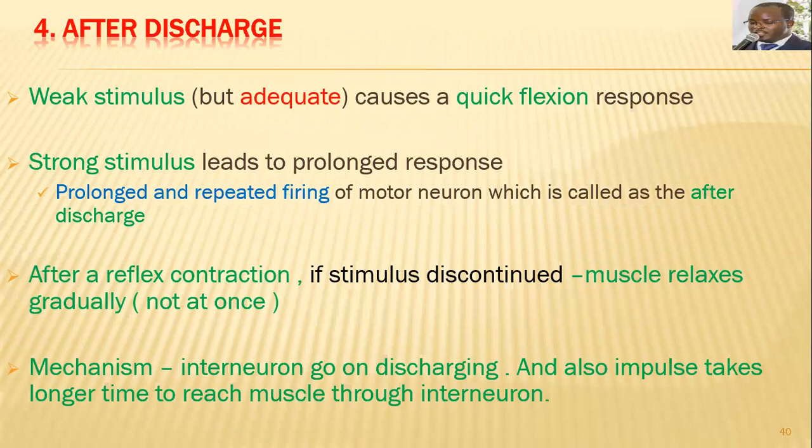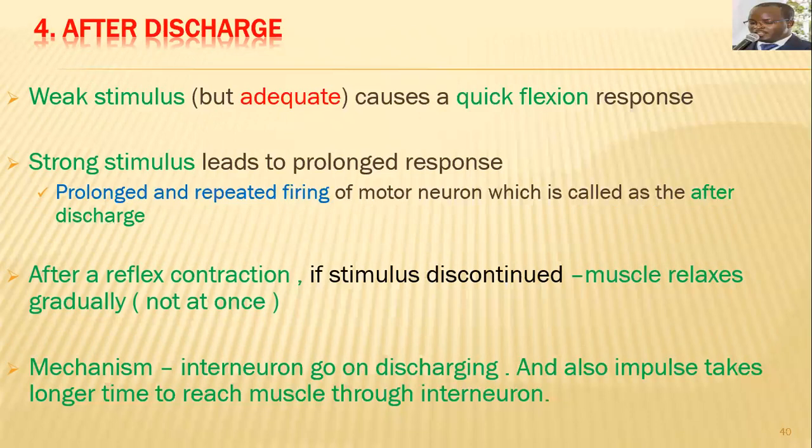Then the other one, the fourth one, is the after discharge. So a weak stimulus, but adequate, will cause a quick flexion response. This flexion response is quick because you are responding to a stimulus which is adequate, even if it's weak. But a strong stimulus leads to a prolonged response. So a strong stimulus will result in a prolonged response. The prolonged and repeated firing of motor neurons is called the after discharge.